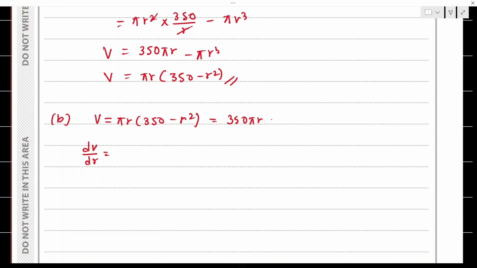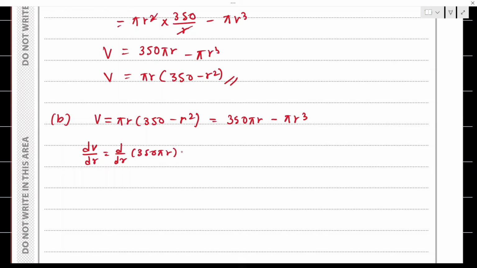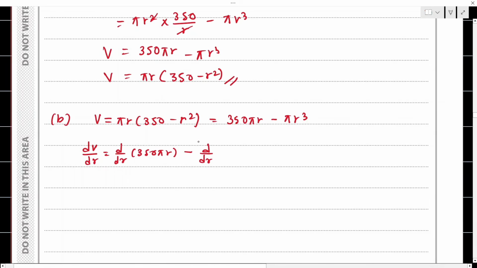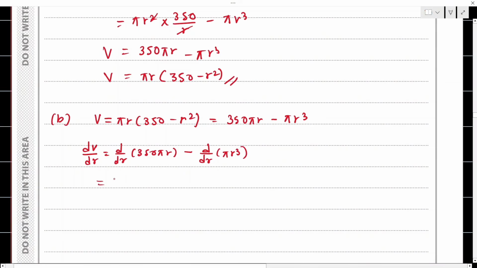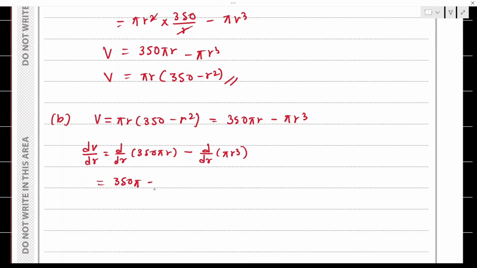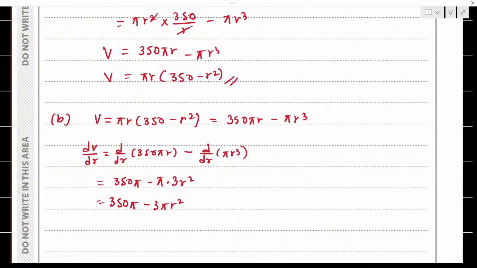Our expression can be simplified as this. Now we can differentiate this expression. Differentiating two terms is equal to differentiating them individually. So I'm writing the terms out individually and differentiating them individually. So this will give us 350 pi minus pi into 3r square. So 350 pi minus 3 pi r square. And this is our differentiation.